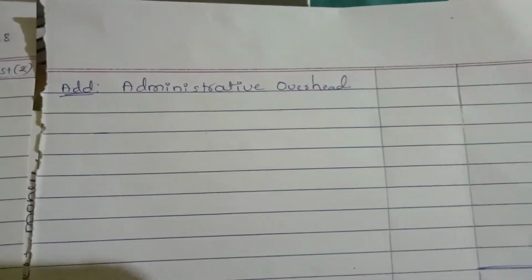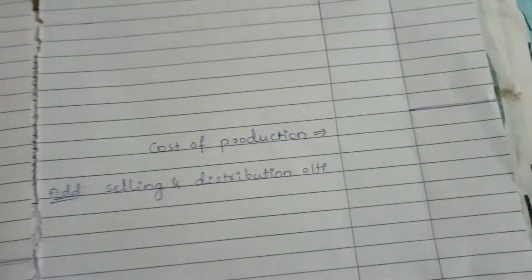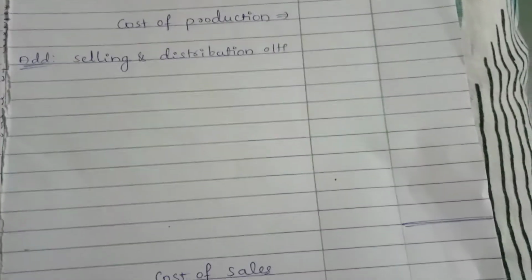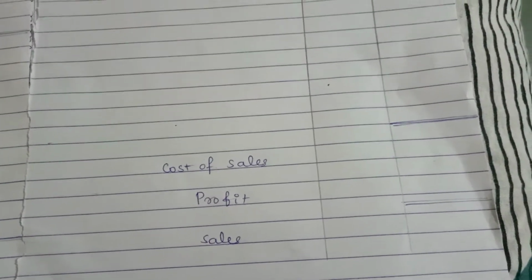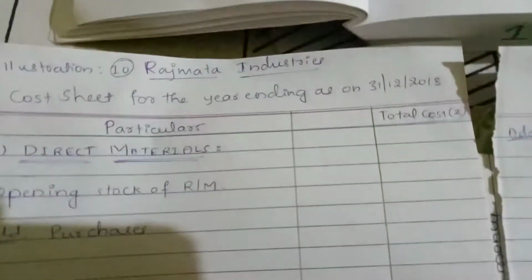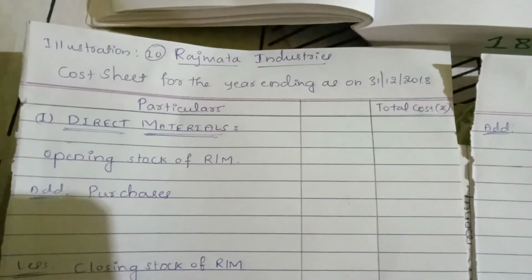Below this works cost you will find another overhead, the administration overhead, giving the cost of production, then add selling and distribution overhead. I left sufficient space to write the items, and at the end it is cost of sales, profit and then the sales. This is the blank format I have prepared to solve problems on preparation of the cost sheet. Now let us go through the items one by one.